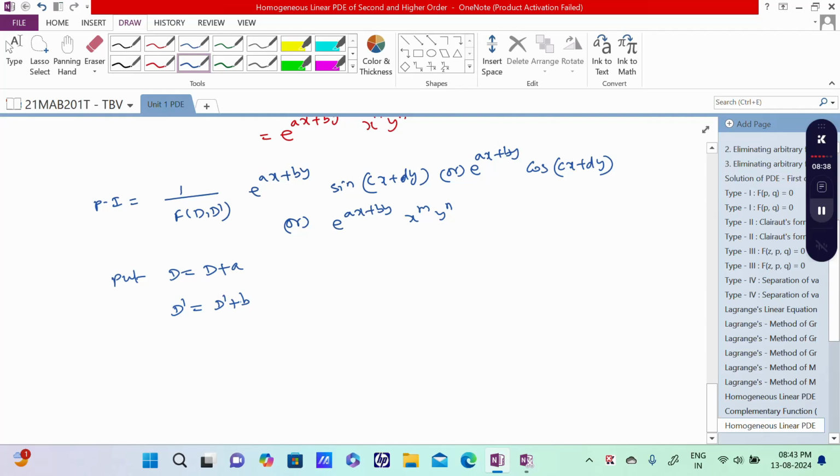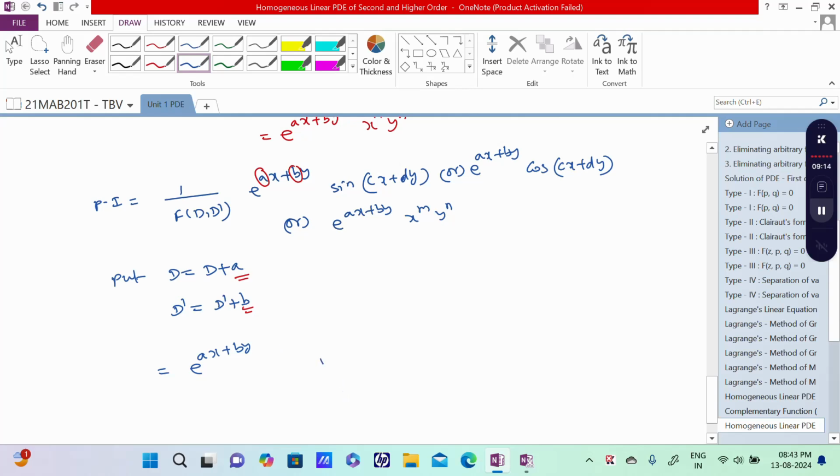This a, b is not a sine, because I changed to sin c and d, so don't get confused. Here the a, b value is exponential, that is the power. Only these values we substitute. This is a and this is b. Only these values I am going to substitute in the fourth type. When I substitute D equal to D plus a, D dash equal to D dash plus b, then e power ax plus by will be put in the front side. So the process will be over.